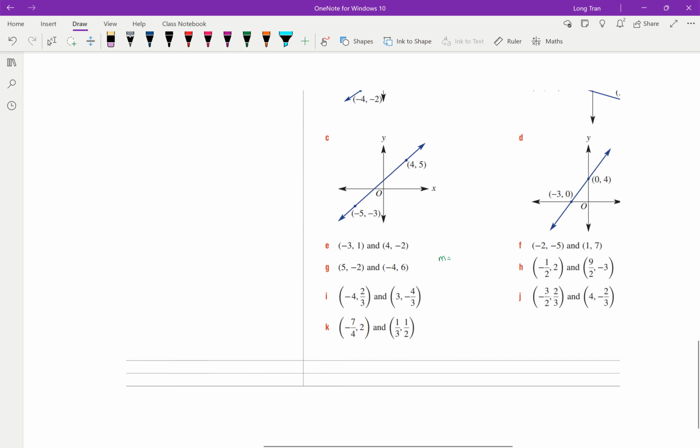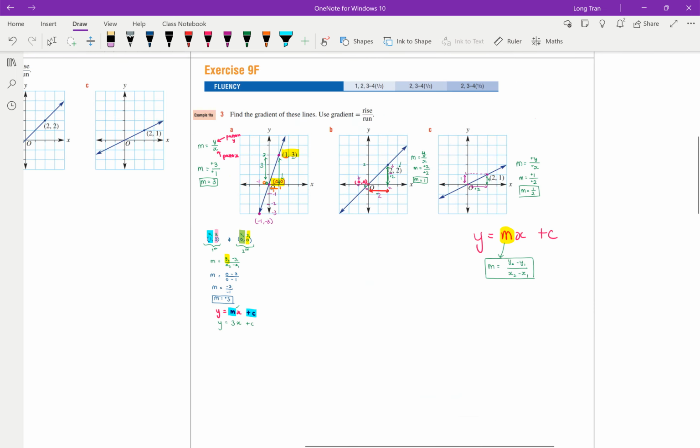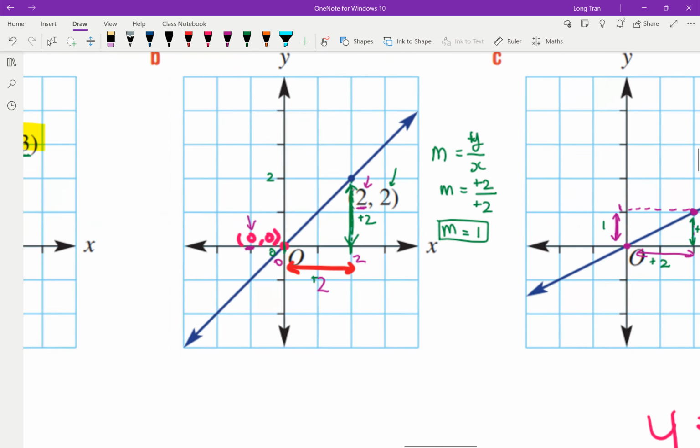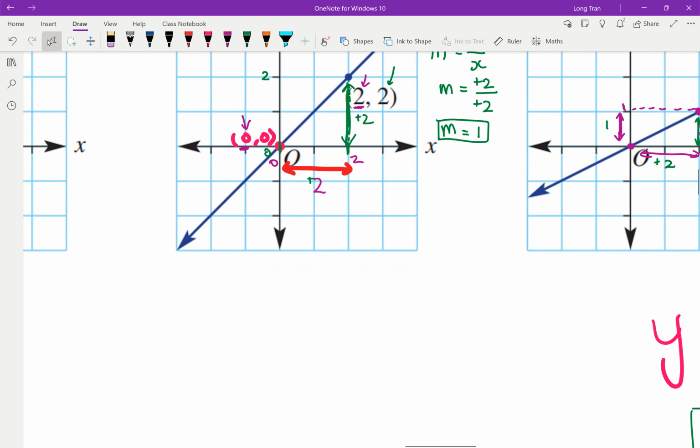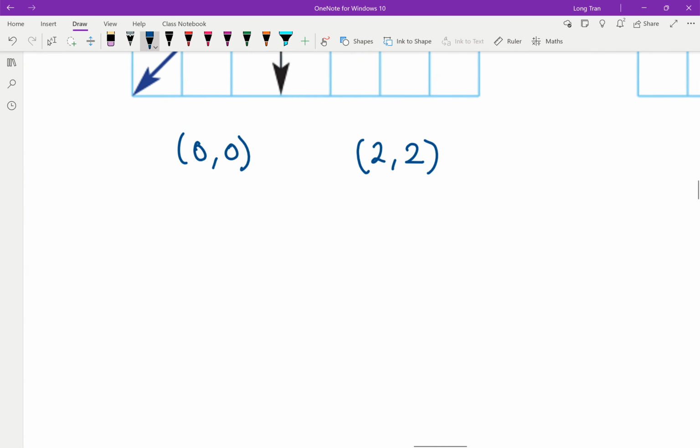So I'm going to go back up. Let's do these algebraically again, okay? So pick 2 points. So the 2 points I picked were 2, 2. So I've got 2 and 2, and then I've got 0 and 0. So let's do this all over again. 0, 0, and 2, 2. So I'm going to do the algebraic method now.